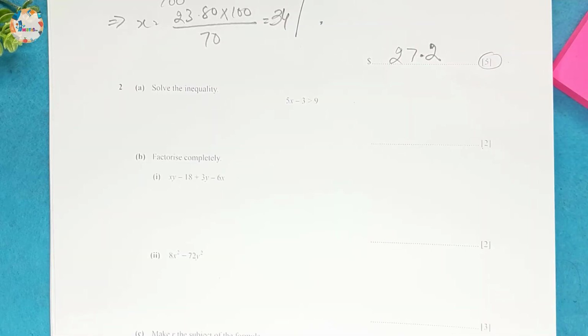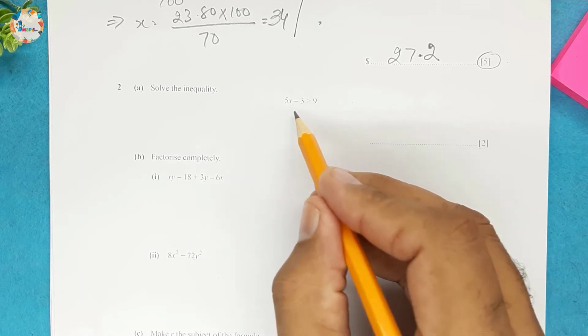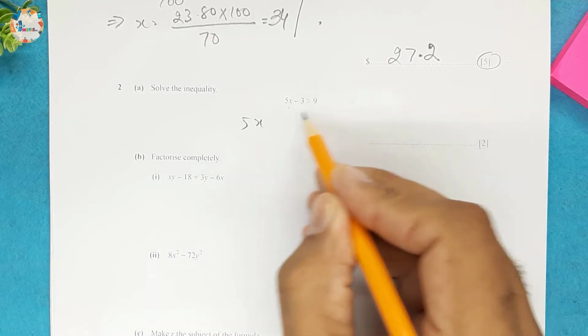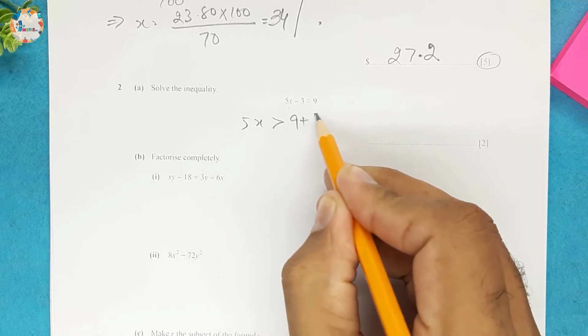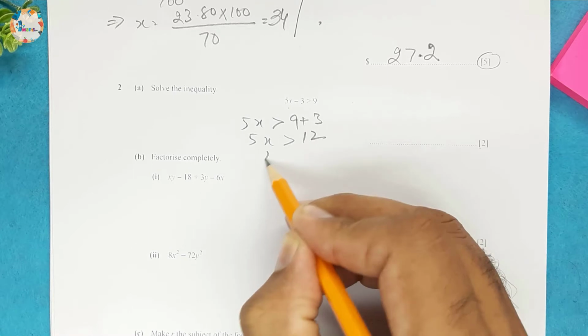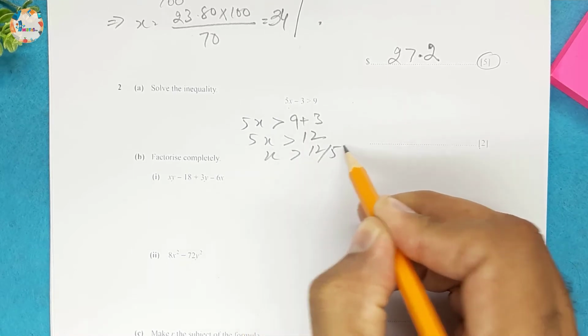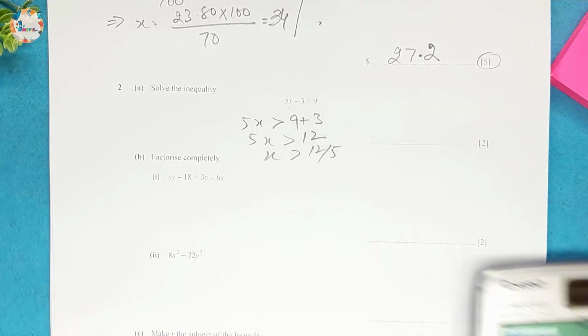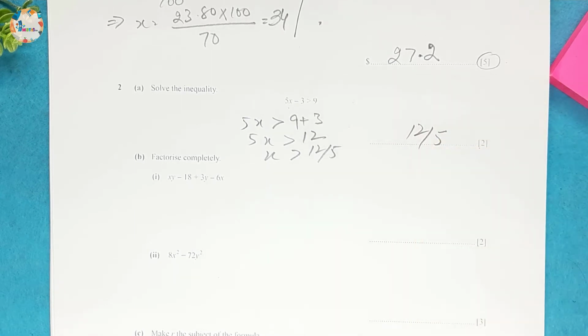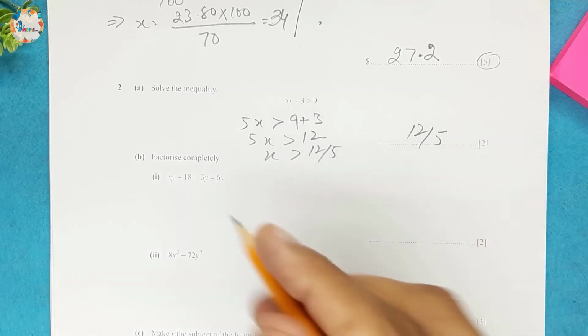So question number 2, solve the inequality. This one, so 5x, we'll send minus 3 to the other side, so 9 plus 3. So 5x is greater than 12 and x is greater than 12 over 5. We can write the answer as 12 over 5, or you can provide the answer in any other format like decimal or whatever.